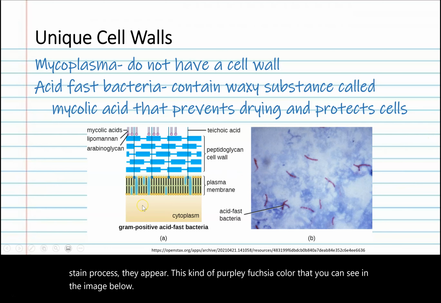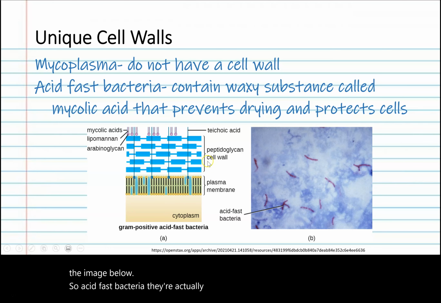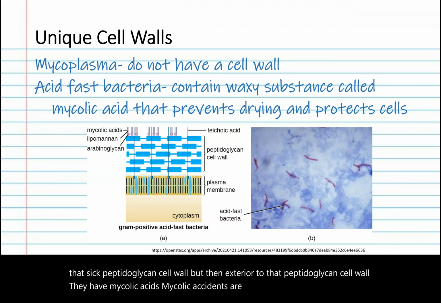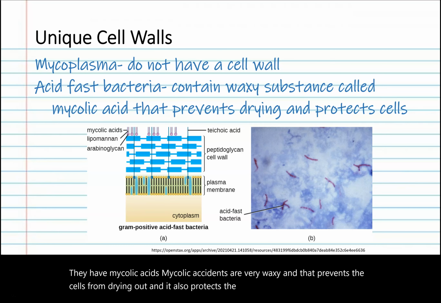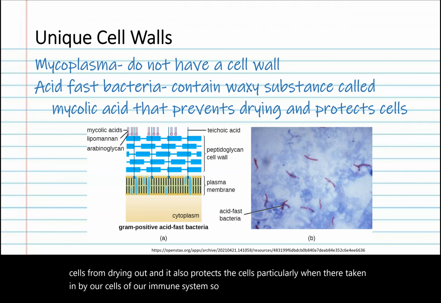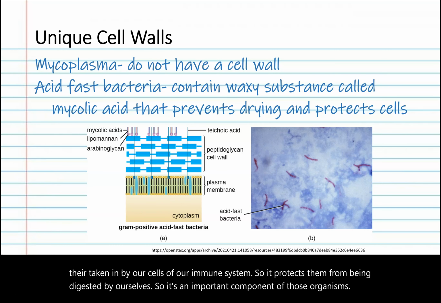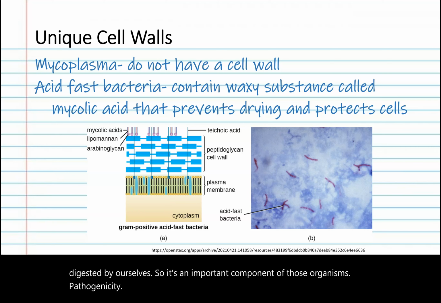So acid-fast bacteria are actually considered gram-positive because they have that thick peptidoglycan cell wall, but then exterior to that peptidoglycan cell wall, they have mycolic acids. Mycolic acids are very waxy, and that prevents the cells from drying out, and it also protects the cells, particularly when they're taken in by the cells of our immune system. So it protects them from being digested by our cells. So it's an important component of those organisms' pathogenicity. All right. So again, acid-fast bacteria are bacteria that contain mycolic acid in their cell walls.